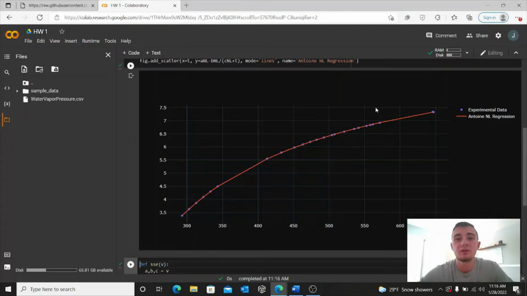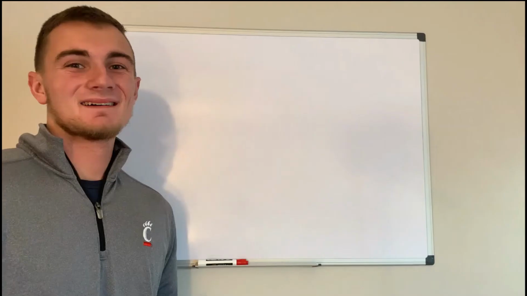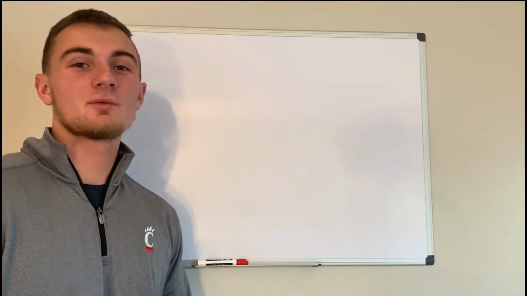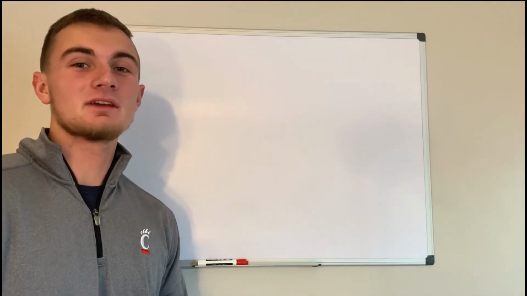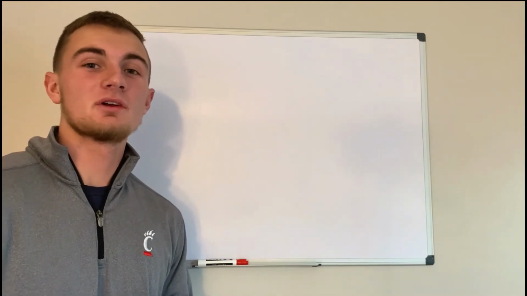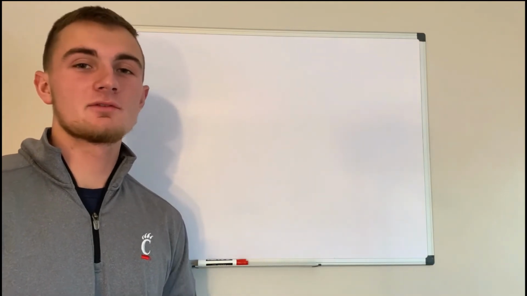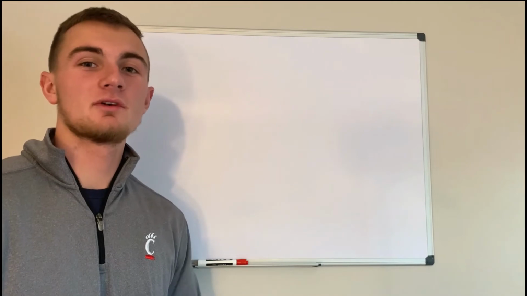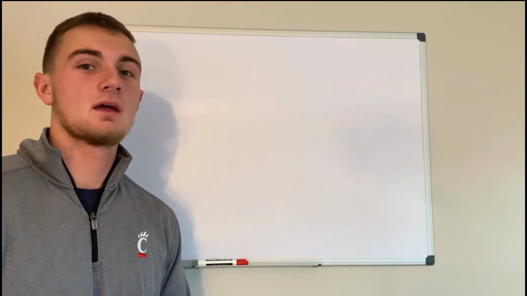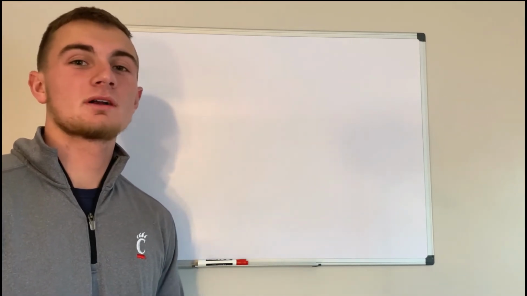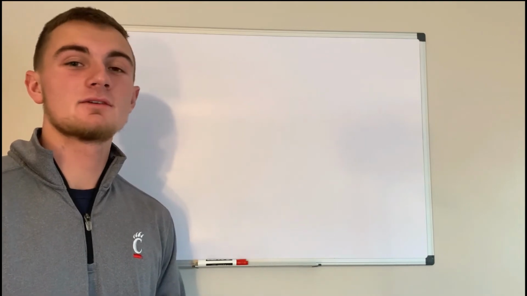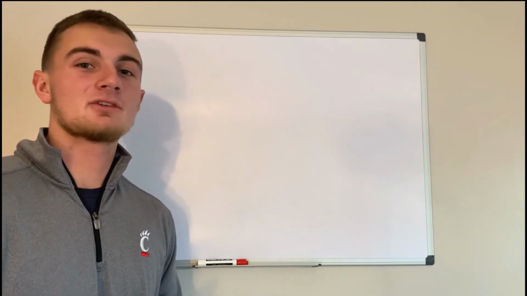So as you can see, our model fits our data pretty well. However, there is another way to do this example through the use of linear regression, which I will talk about next. Okay, so like I said, there is another way for us to determine the A, B, and C coefficients of the Antoine equation by fitting our model, the Antoine equation, through our experimental data points through use of linear regression.